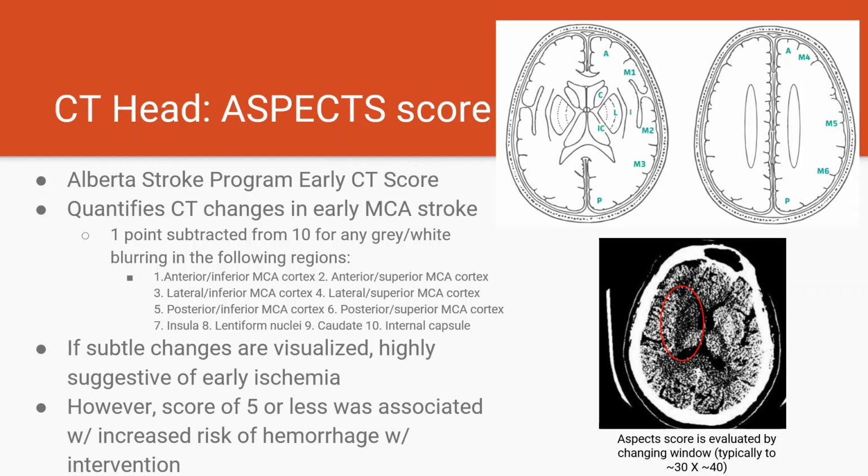If they're getting towards the 5, 4, 3s, that means this is such a large stroke bed, and it's probably later in the course, that it's going to be pretty dangerous to give this person TPA, and they're at great risk of hemorrhage with intervention.